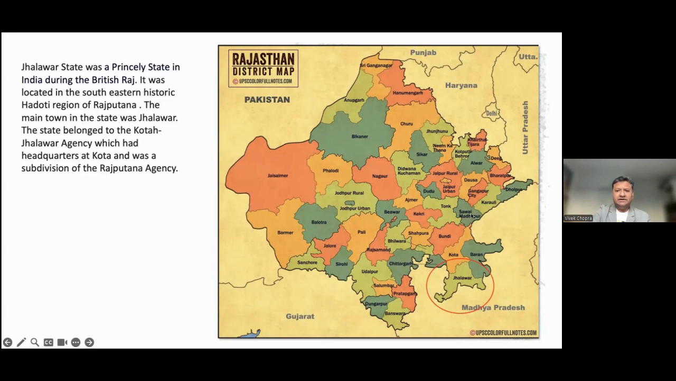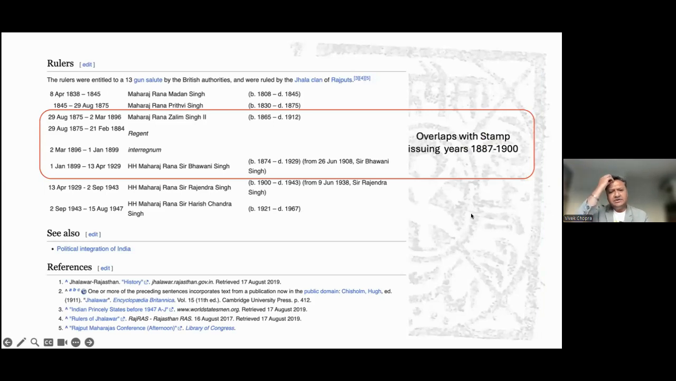That's where the state lies, and you can see that it borders with another state known as Kota. At some point, Jhalawar belonged to the Kota Jhalawar agency, and it got a little bit more freedom to be called its own mini state within the state of Rajasthan. And they were printing stamps for a very short duration of time. And this I got from Wikipedia.